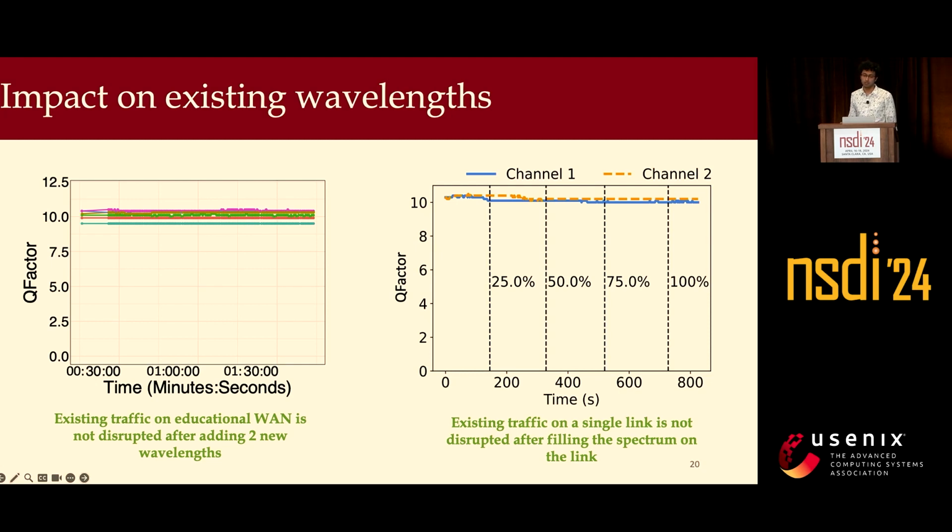Here we have 2 wavelengths on a lab test bed, and we measure their quality factor by filling the entire spectrum of the test bed. And we see that even though we go from 25% to 100% utilization of the spectrum, the quality factor of existing channels remains the same.